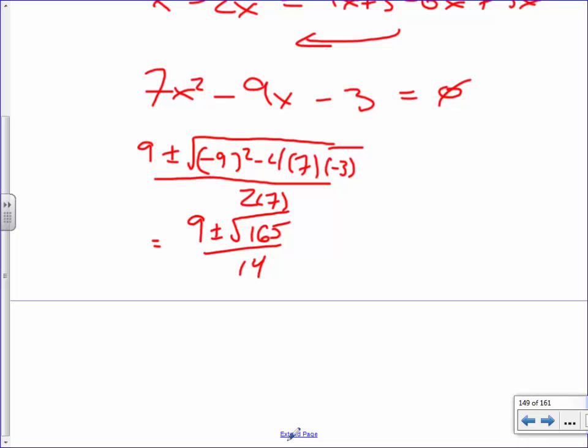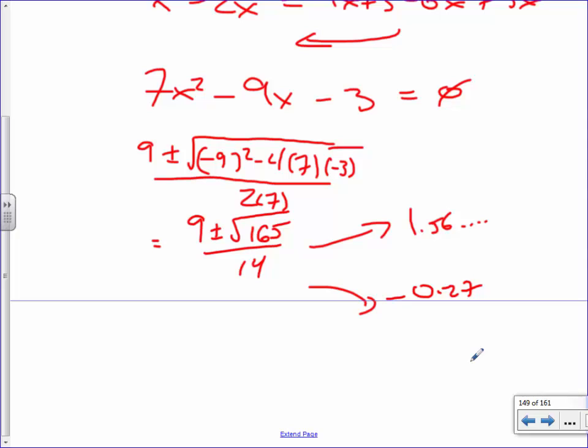Okay, depending on what kind of unit you're working on, you can either leave it at that answer, because that's actually a valid place to stop. Or if you want to have a sense of what this number looks like, we could find its positive and negative as decimal numbers. I think this would be an appropriate time to actually find those values. 9 plus the root of 165, divided by 14, is about 1.56, give or take. And negative 0.27.